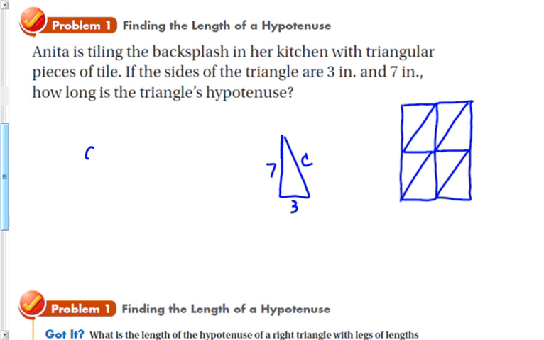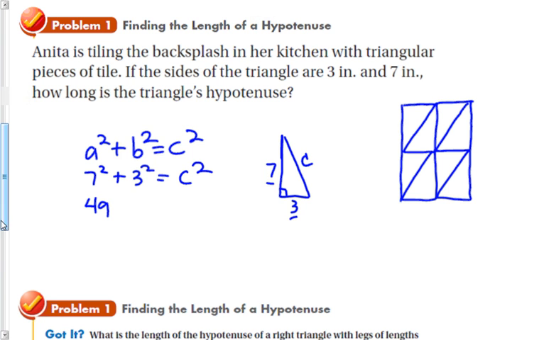So we're going to use the Pythagorean theorem: a squared plus b squared is equal to c squared. And we know that a and b are always the two sides that make up the right angle, the 7 and 3. So we can do 7 squared plus 3 squared, and it doesn't matter if you put 3 squared plus 7 squared, equal to c squared. Then we're just going to simplify those. And we get 49 plus 9 is equal to c squared. And that's 58 is equal to c squared.